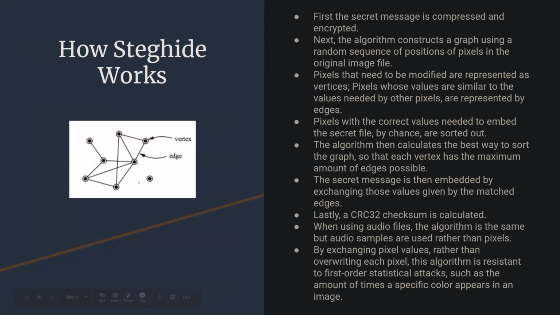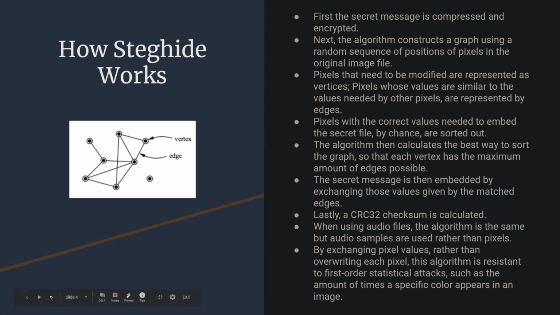which is kind of like this little guy right here that's not connected to by any of the edges. So the algorithm then calculates the best way to sort the graph so that each vertex has the maximum amount of edges possible. The secret message is then embedded by exchanging those values given by the matched edges. Lastly, a CRC32 checksum is calculated. And as mentioned before, audio files and text files can be hidden. When using audio files, the algorithm is the same, but audio samples are used rather than the pixels. By exchanging pixel values rather than overwriting each pixel, this algorithm is resistant to first-order statistical tags, such as the amount of times a specific color appears in an image.